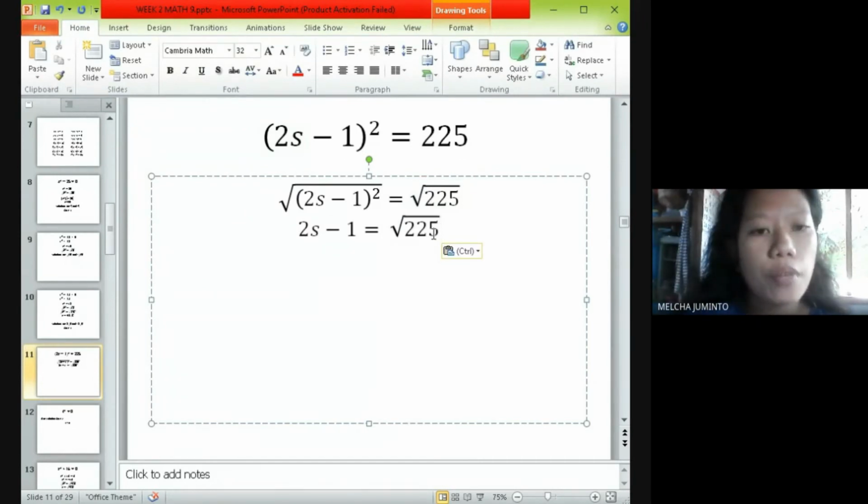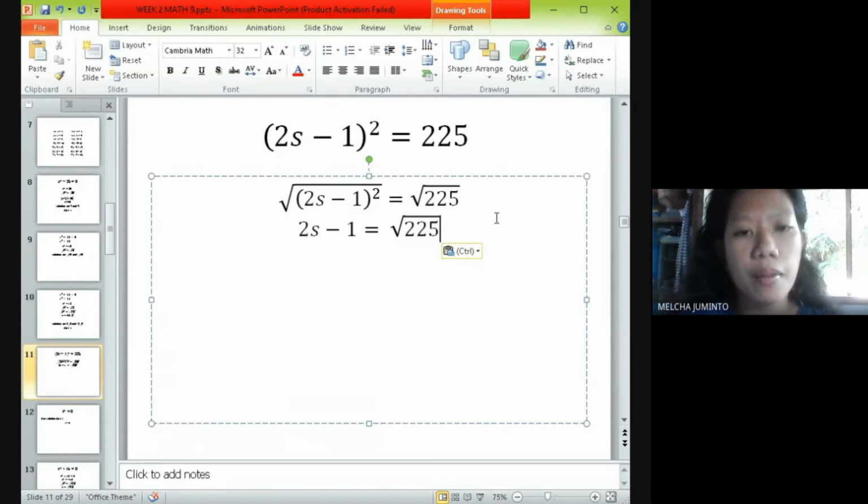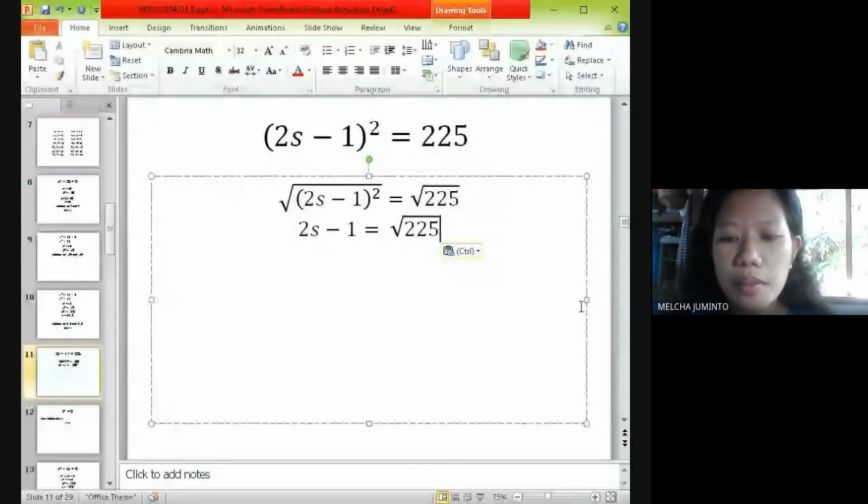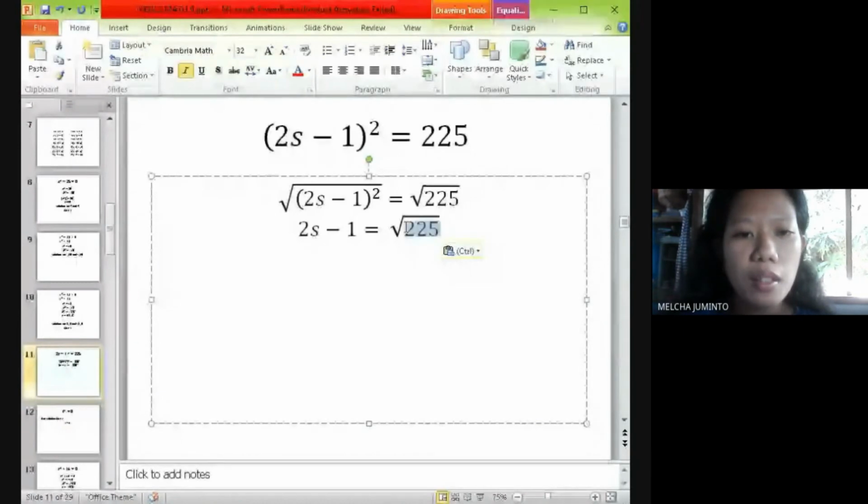Is 225 a perfect square? Can you think of a number multiplied by itself? The answer is 225. What number is that? What number multiplied to itself? The result is 225. 5? No. 5 times 5 is only 25. It should be 225. 15, correct. Therefore, 225 is a perfect square because 15 times 15 equals 225.